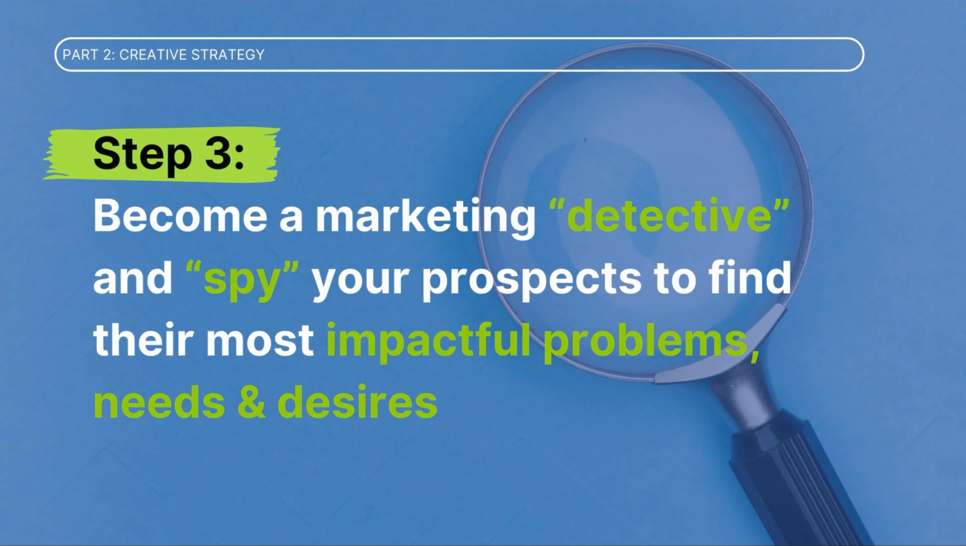Step 3. Become a marketing detective and spy on your prospects to find their most impactful problems, needs, and desires. As you saw in Module 1, the innermost desires that make people buy will rarely come out in focus groups or any other type of public setting, but they do come out in online forums, social media comments, conversations, and Q&As, most of the time in anonymity. Here's an action checklist to help you build a data sheet filled with what your prospects are thinking.